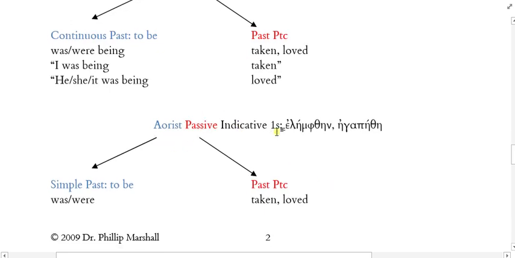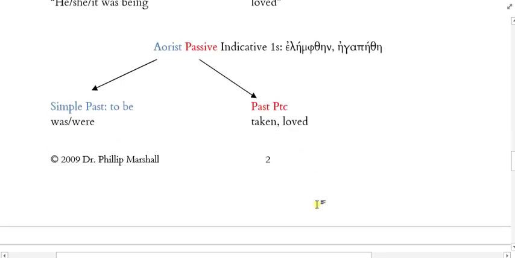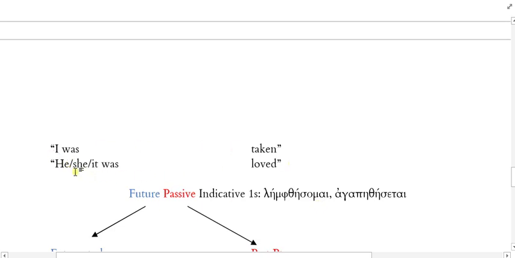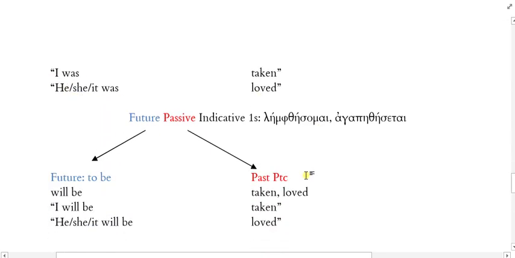What if I want to do the aorist passive indicative? Translate that into English. The aorist passive of lambano. I use the simple past of to be because the aorist is the simple past, was or were. And then I, again, continue to use the past participle principal part in English. Was taken, was loved, as in, I was taken, and he or she or it was loved. Future passive, what am I going to do? Which form of to be am I going to use? Got to use the future form, will be, and then the past participle. So I will be taken. He, she, or it will be loved.